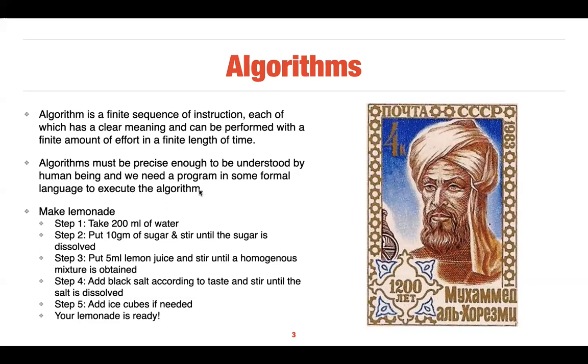For example, in daily life, if we want someone to make lemonade, how will we instruct him or her? What will be the steps to prepare lemonade? Step one: take 200 ml of water. Step two: put 10 gram of sugar and stir until the sugar is dissolved. Step three: put 5 ml lemon juice and stir until a homogeneous mixture is obtained. Step four: add black salt according to taste and stir until the salt is dissolved. Step five: add ice cubes if needed, and now the lemonade is ready.